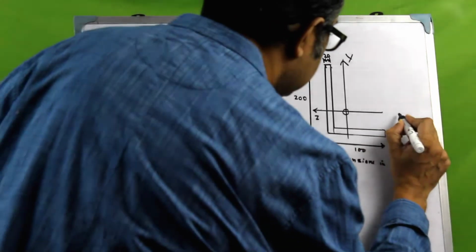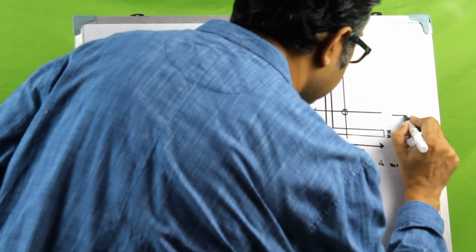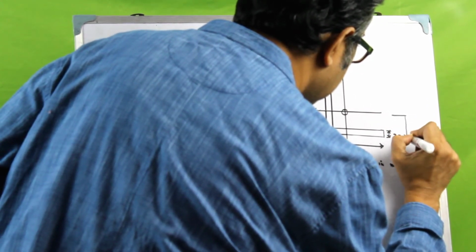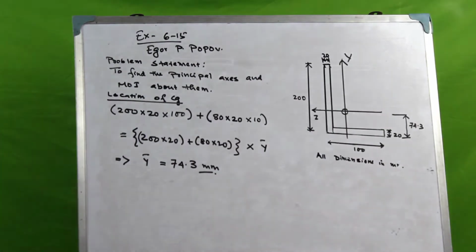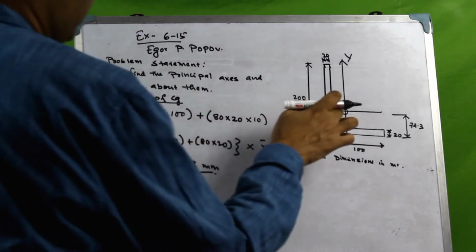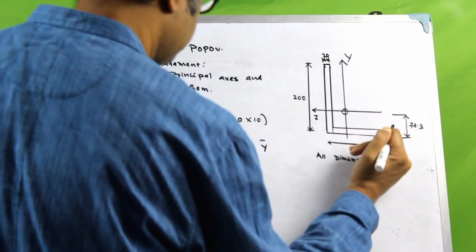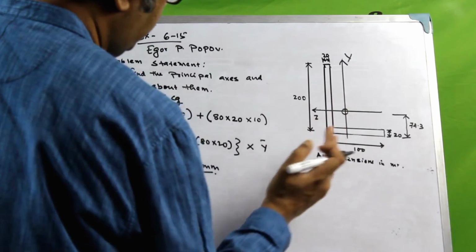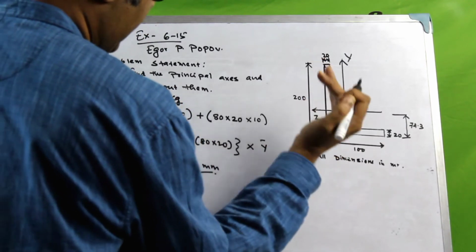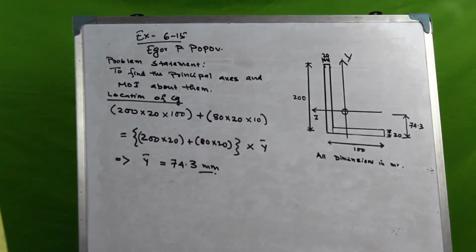So this means that this distance here is 74.3. Now there is another aspect that we need to find out. We know that CG is at this distance from the bottom of the bottom flange. Now let us see where the CG is from the left of this side flange here. So how do we calculate that?